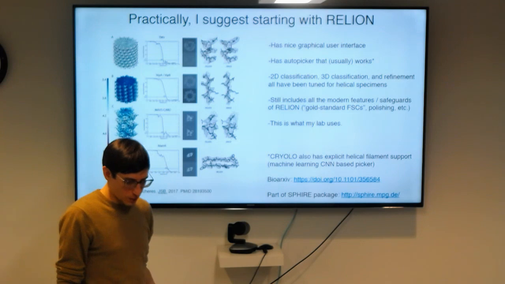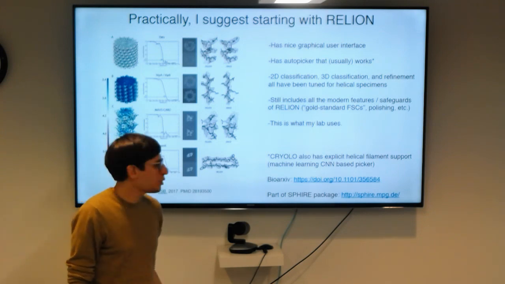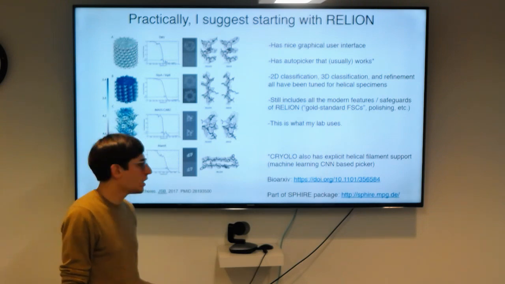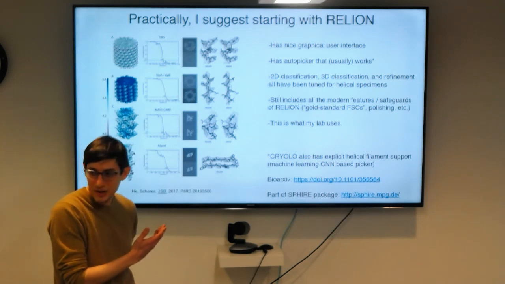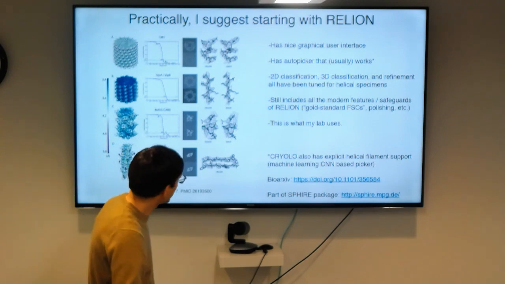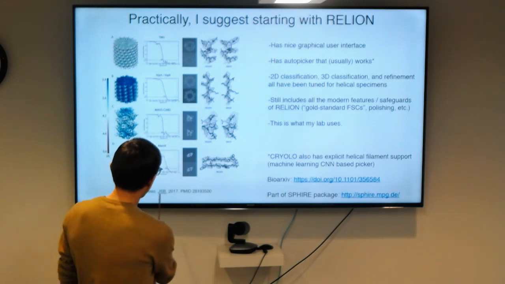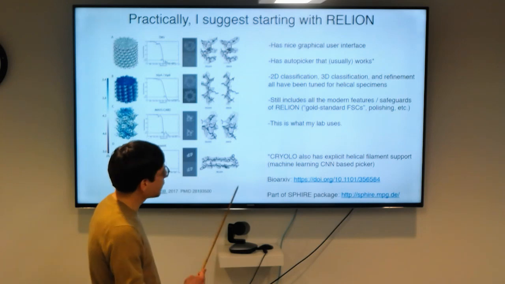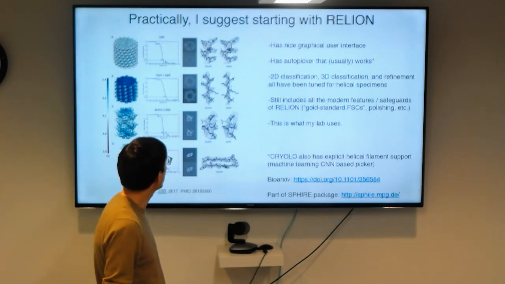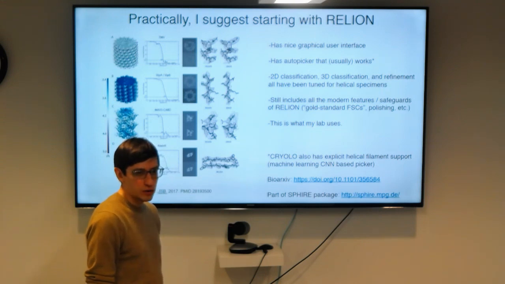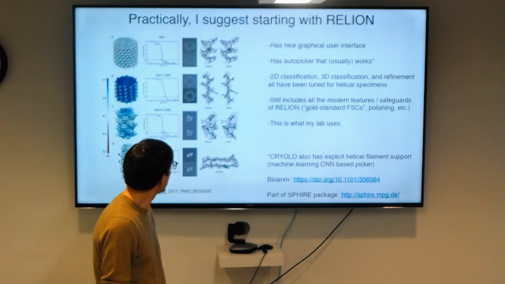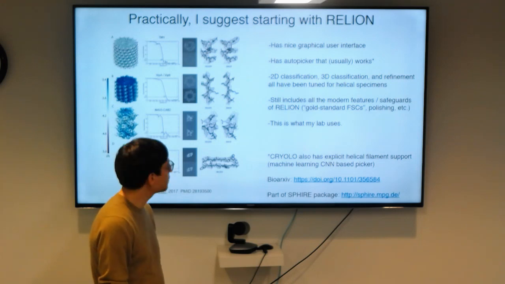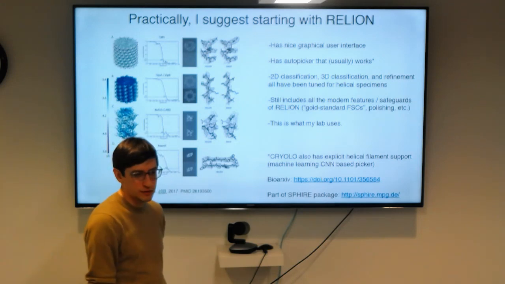Okay, so if you're still with me, you're probably asking, if I get a helical sample, what should I actually do? So if you know the helical parameters already, I recommend just using Relion, which probably most of you have encountered in your careers. Helical processing was introduced in Relion 2 and is present in Relion 3. So it has a lot of advantages. It has the nice graphical user interface. It actually has an auto-picking algorithm that works quite well if you have some nice 2D class averages of your segments. Its 2D and 3D classification procedures have been optimized to work with helical specimens. But it still does all the nice Relion stuff like polishing, et cetera.